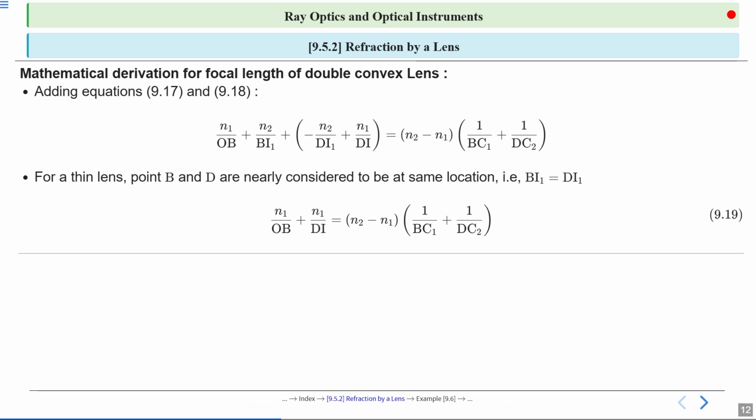What is OB? Object distance. What is DI? Image distance. BC1 is the radius of curvature of the first surface. DC2 is the radius of curvature of the second surface. Now we will apply a condition here.